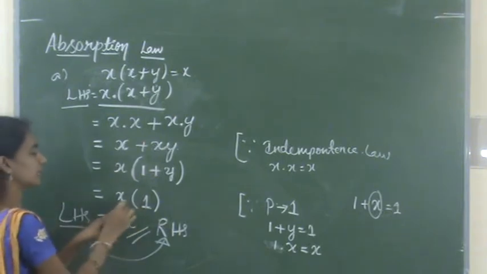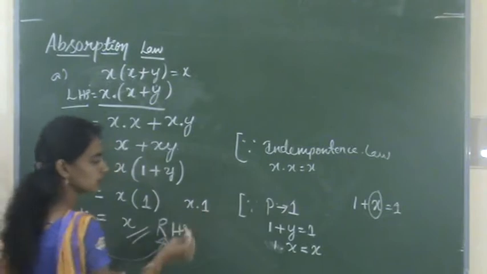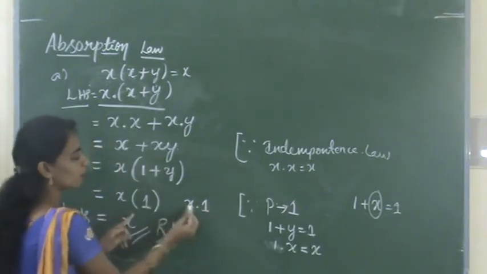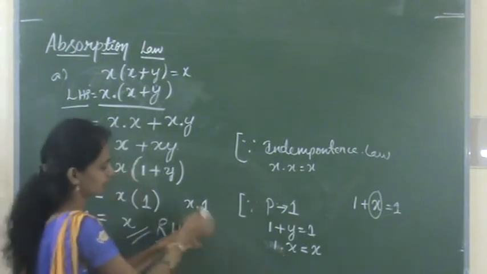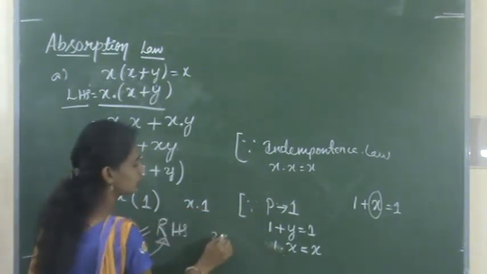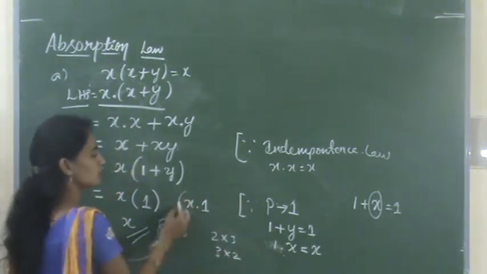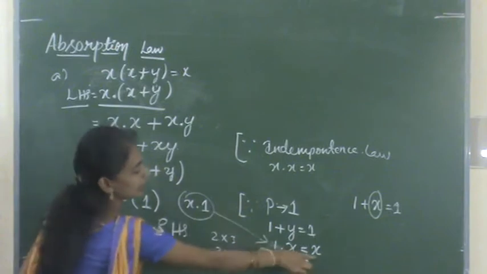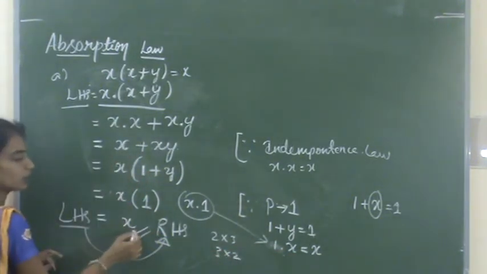So after that, x into 1, right? Sorry, x into 1 is the same as 1 into x. Just like 2 into 3 is the same as 3 into 2, both are the same. So this value becomes x, since 1 into x is x. So instead of this, I wrote x.